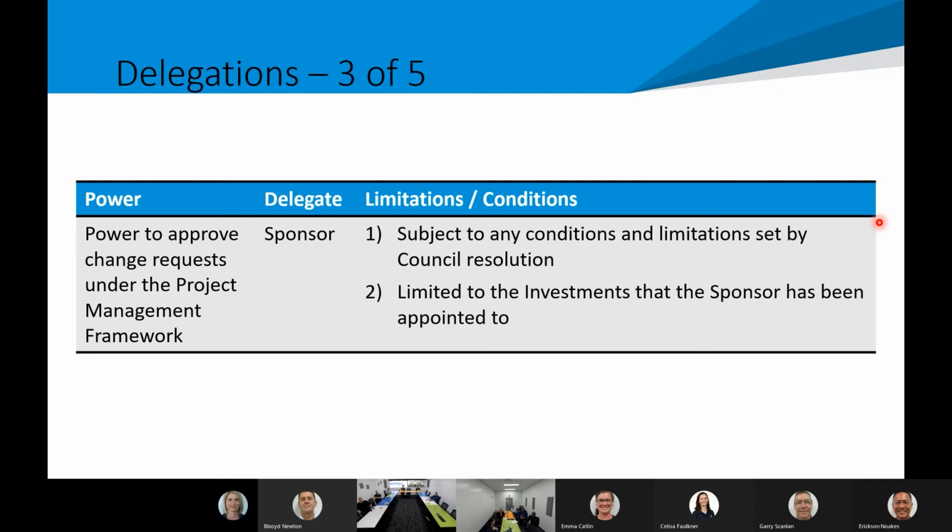So the next one is power to approve change requests under the project management framework. So this is particularly from the select phase onwards. If during the phase we have a change, it might be that they've uncovered rock in the design, or they've done geo and there's a whole heap of rocks, so the cost has exploded out. So these change requests need to come through during the phase to update the business case. The sponsor is the delegate to make the decisions, and again there are those conditions and limitations.